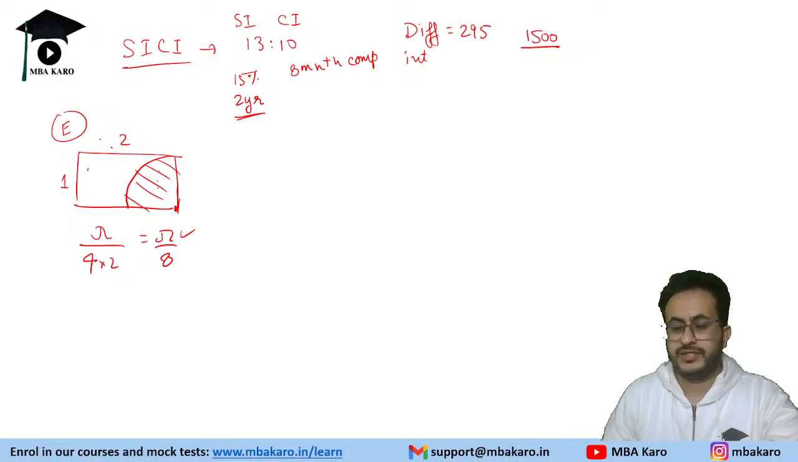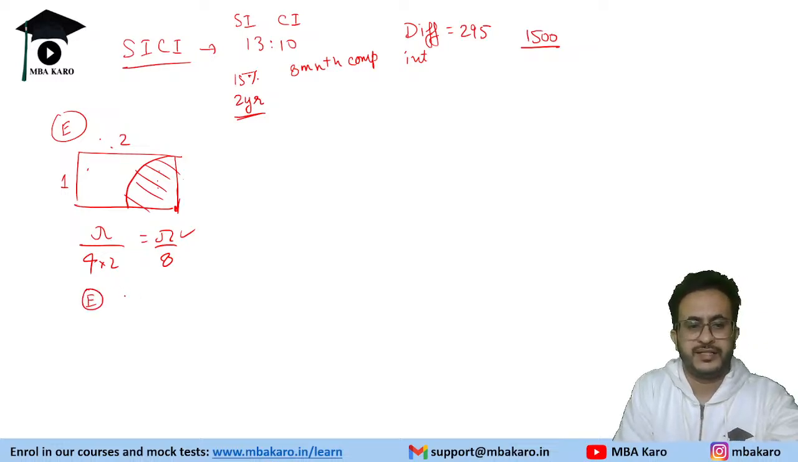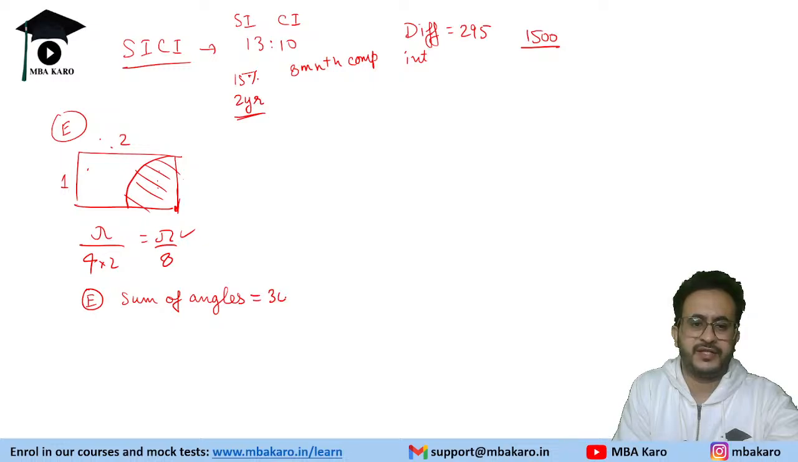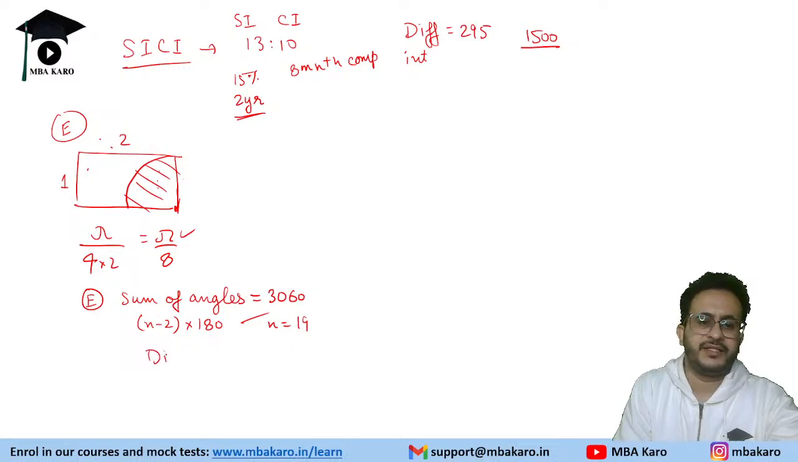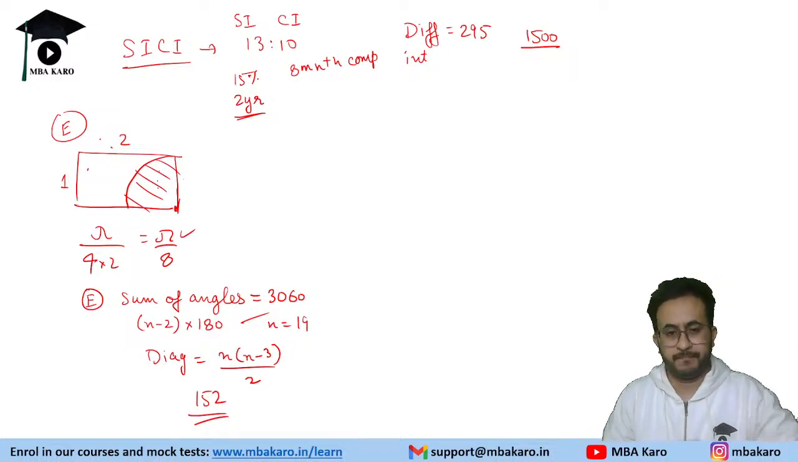Then there was another question on polygons. That was again an easy question. The sum of angles was given as 3060. So we know that (n minus 2) into 180 is the sum of angles. So we got n is equal to 90, and the number of diagonals is n(n minus 3) by 2. So the answer would have been 152 diagonals.